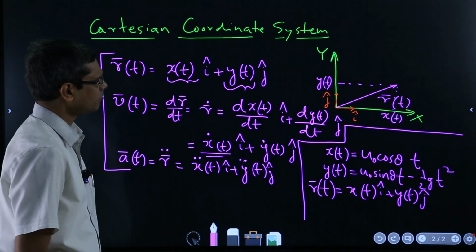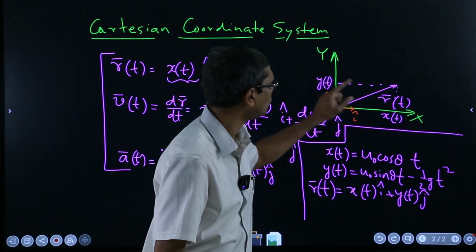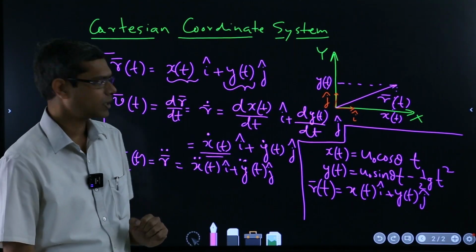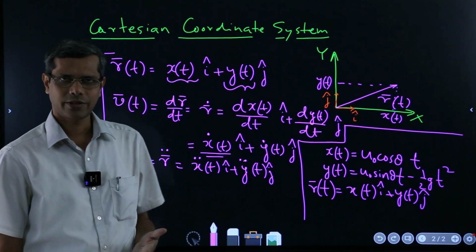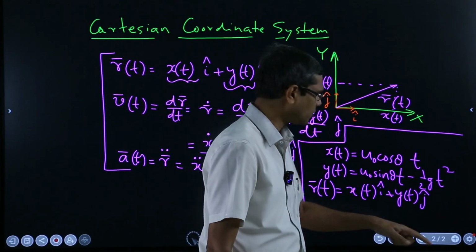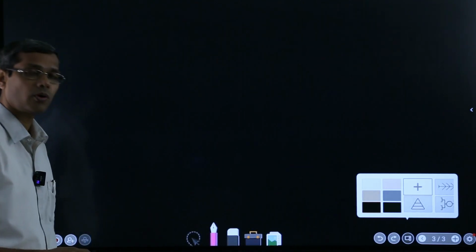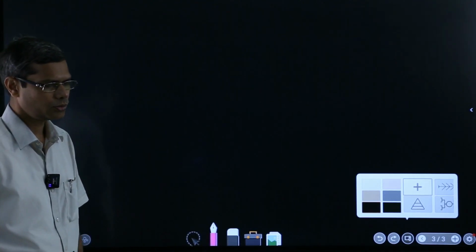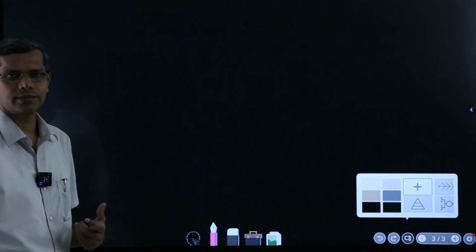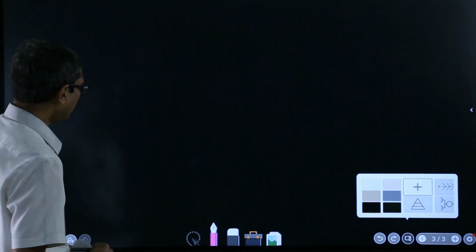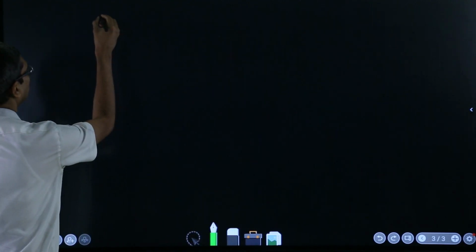Fine. Then, is it so that we can represent only in terms of x and y? Okay, that means the Cartesian coordinate. Is it the only coordinate system through which we can represent r? The answer is definitely no, and there are reasons which we will discuss now. Some other coordinate systems are also generally used to represent and analyze motion which is curvilinear. So the next one which we will discuss is the polar coordinate system.